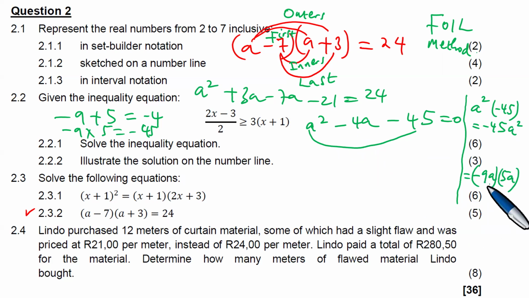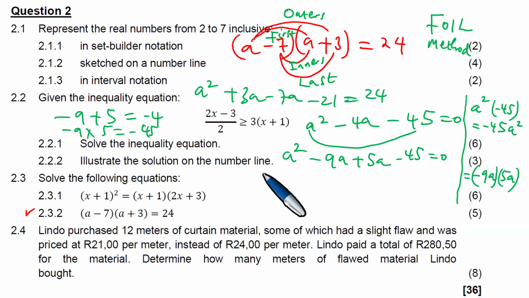Okay. So therefore, the bigger number must have a negative, so that when you add them up, you get a negative number here. So now, I'm going to use the British way to do this. So you have a squared, you have minus 9a, and you have the 5a, which is minus 9a plus 5a. Minus 9a plus 5a will give minus 4a. Minus 45 equals 0.